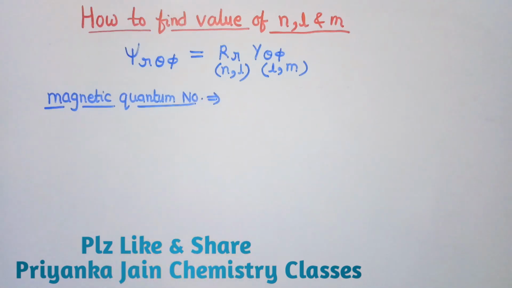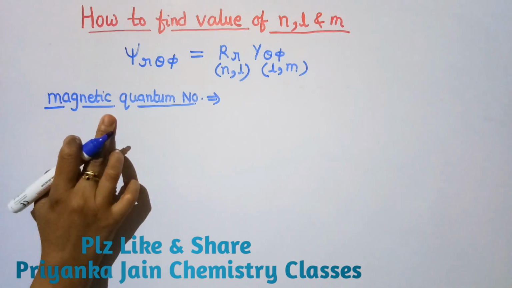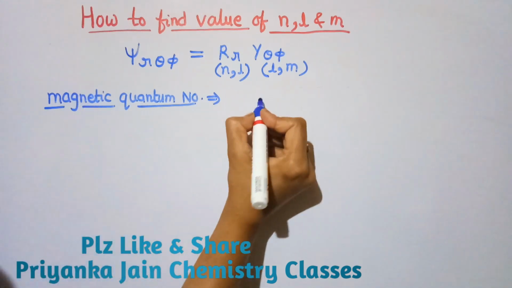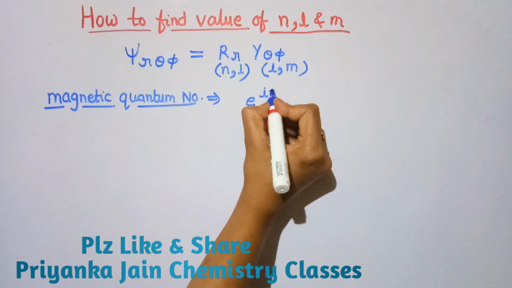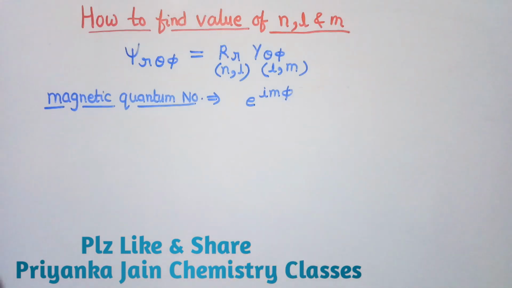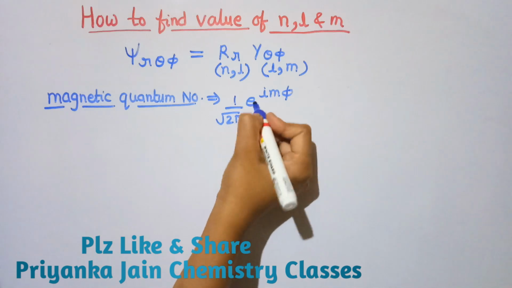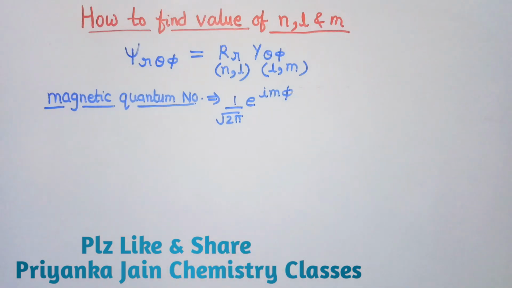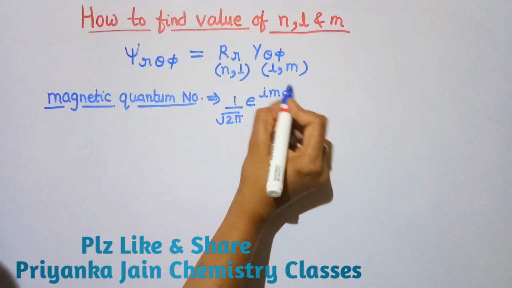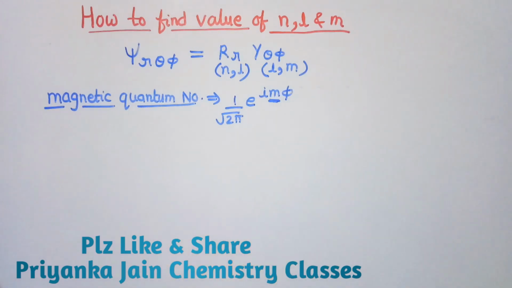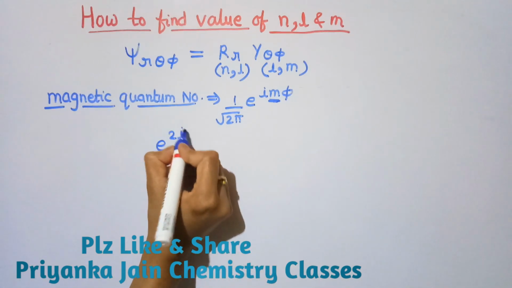For this, what we have to do? We have seen this magnetic quantum number comes in the phi equation. What is the value there? We have seen it in this way, e to power iota m phi. The phi equation was 1 upon root 2 pi e to power iota m phi, right? So if we are given any equation in this form, then from this position we can see the value of m. Okay, suppose we are given e to power 2 iota phi.